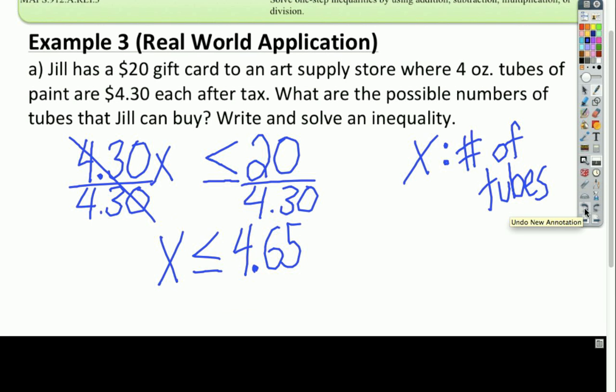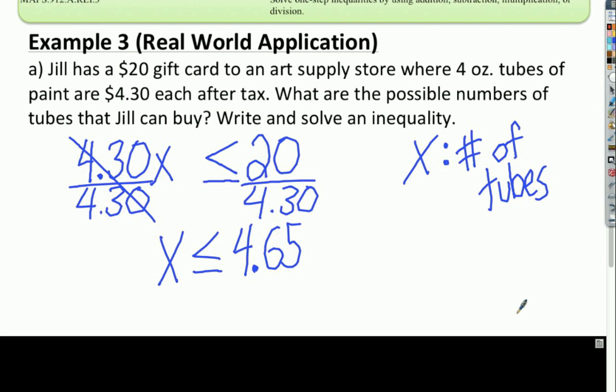You can't buy 0.65 of a tube of paint. That's right. So how many can she buy? Four or less. In the last class someone said, I think we have to round it up, because if you rounded this, that would round to 5, right? But what would happen if she bought 5? Stacy? I love the way you said that. She wouldn't have enough money.